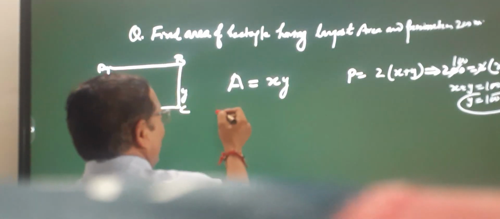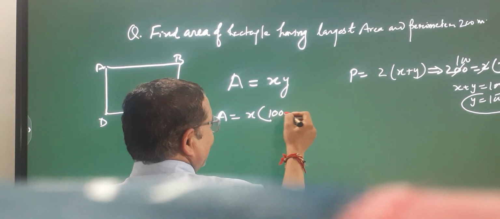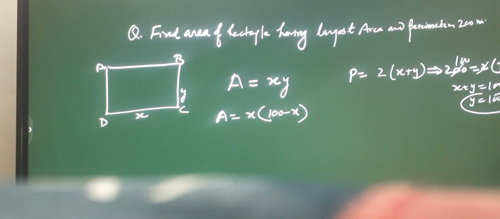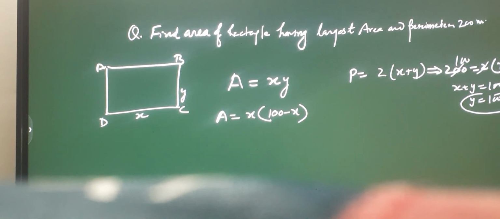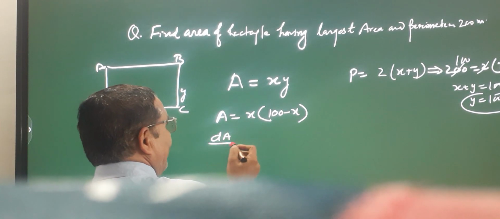Put it here. So A equals x into (100 minus x). Now how many variables are present? Two: area and x. It is simple now, and we can do the differentiation. Earlier we had A, x and y. With the help of the given information, I express y in terms of x and place it there, so the function is reduced to two variables. Now we will differentiate.